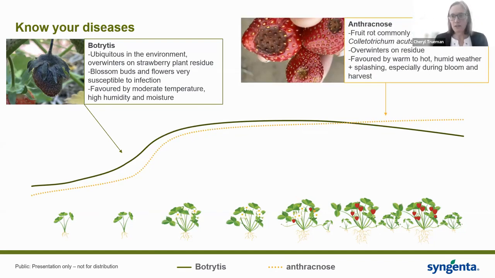And then anthracnose. So focus for anthracnose for me today is on the fruit rot stage. So that's most commonly associated with Colletotrichum acutatum, the species complex there. So it can overwinter on residue. And as was mentioned earlier today, we saw the other presentation that anthracnose is favored by warm to hot and very humid conditions, and that's splashing, especially during bloom and harvest. So that's what we're dealing with on the disease side.